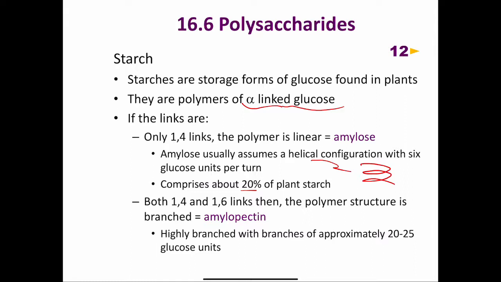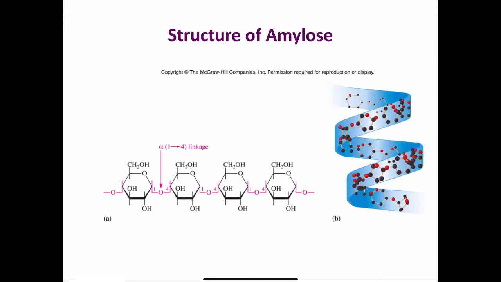If our polymer has both alpha 1,4 and alpha 1,6 links, then the polymer structure is branched, and I'll show you what that means in another slide. We call that amylopectin, and it makes up about 80% of starch. Amylopectin is highly branched; the 1,6 links are the branches, and those branches are approximately 20 to 25 glucose units long.